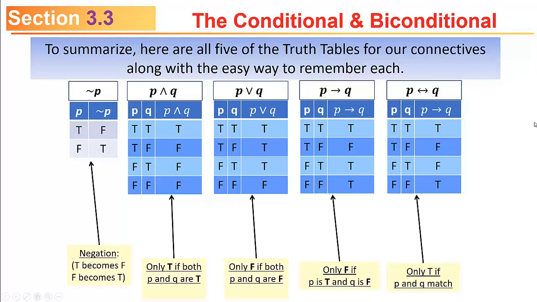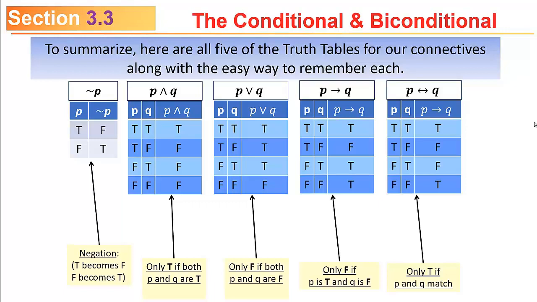For the negation, I would say the memory aid is T changes to F, F changes to T, or you might say the negation changes the truth values to their opposites. However you want to phrase that memory aid so that you can remember it. For the and, the memory aid is it's only true if they're both true. For the or, the memory aid is it's only false if they're both false.